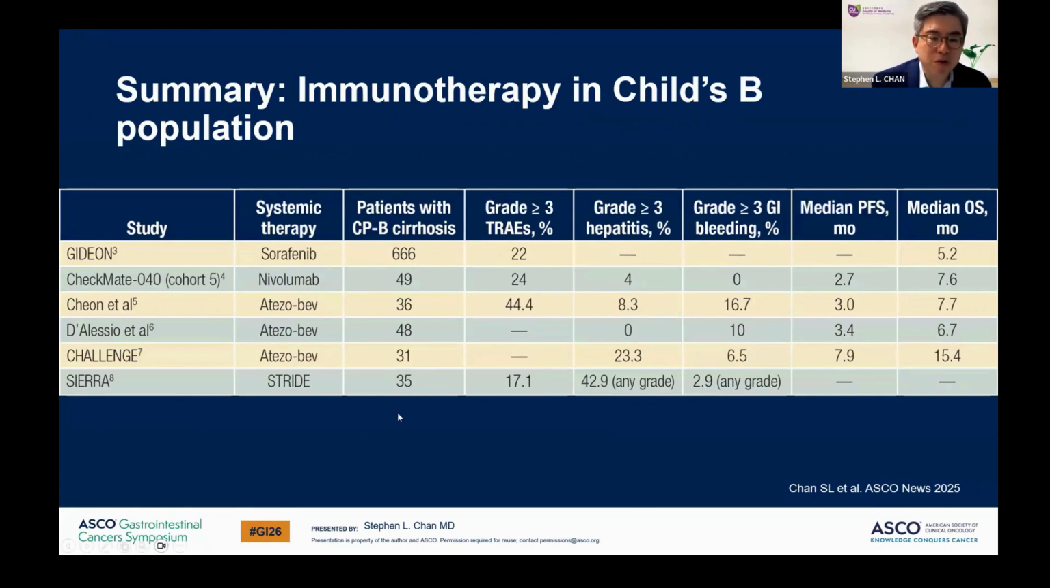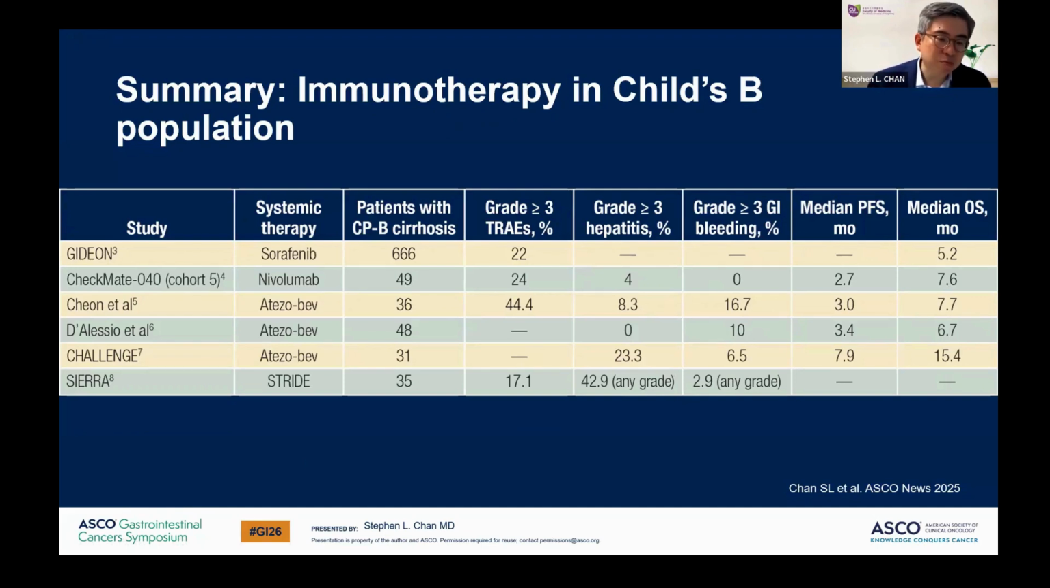Also, apart from nivolumab, atezolizumab, and STRIDE, we also included sorafenib. And you can see overall, except the one presented by the Japanese cohort, the overall survival in patients with impaired liver function, Child-Pugh B, is not as optimal as we expect in Child-Pugh A, around 5 to 8 months. But I think the good news is when we use STRIDE or atezolizumab, nivolumab, somehow the AEs are what we expect, and we don't see any alarming signal that leads to discontinuation of the treatment.